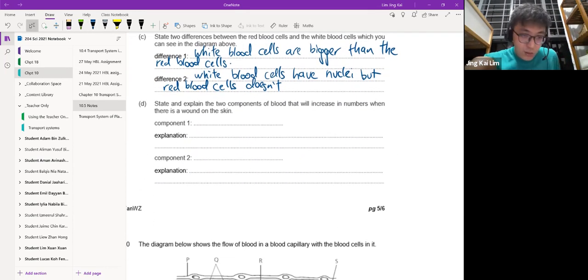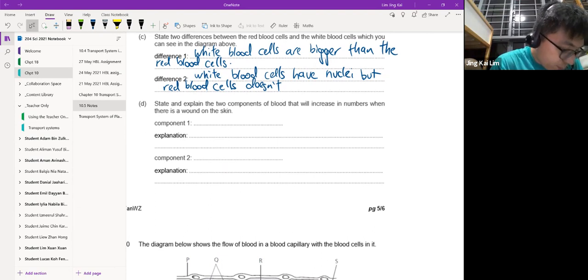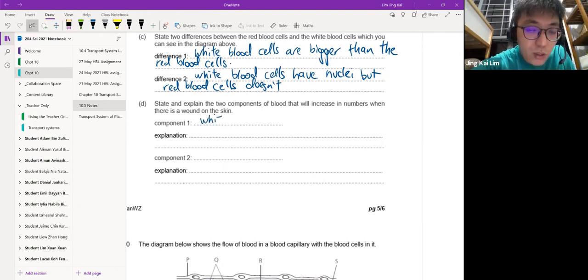Next one, state and explain 2 components of blood that will increase in numbers when there is a wound on the skin. So when there is a wound on the skin, what goes into the body? The bacteria, the virus, right? So the first one that will increase is actually our white blood cell. So a little bit of logic here. You must know what the blood contains, and you must know what each cell in the blood does.